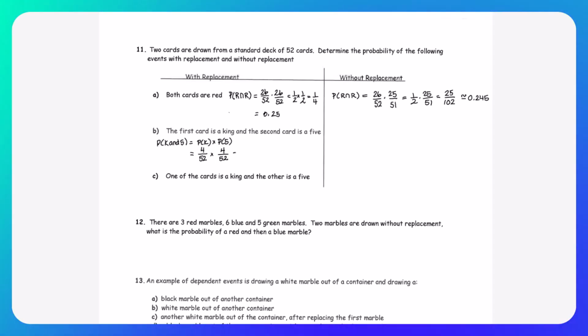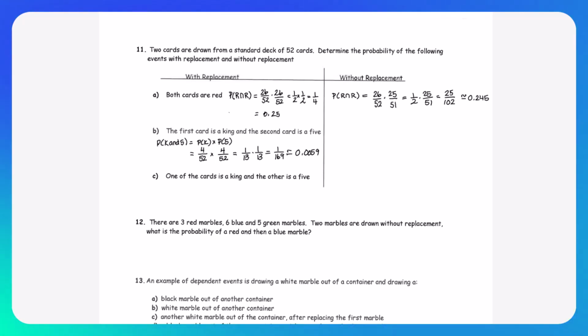Now these reduce down nicely, because that reduces to 1 over 13 times 1 over 13, which is 1 over 169 as a fraction. Just get used to working in fractions. And then that is approximately equal to 0.0059.